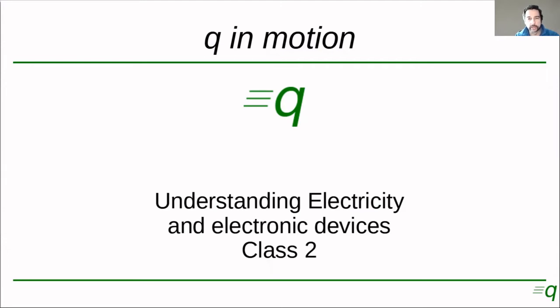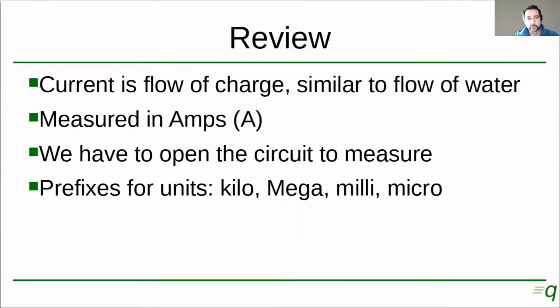This is our second class, and we're going to start with a review of what we saw in our previous class. On our previous class, we saw that current, electrical current, is the flow of charge, and it works similar to the flow of water in a pipe, right? It is measured in amps or amperes, and its symbol is a capital letter A.